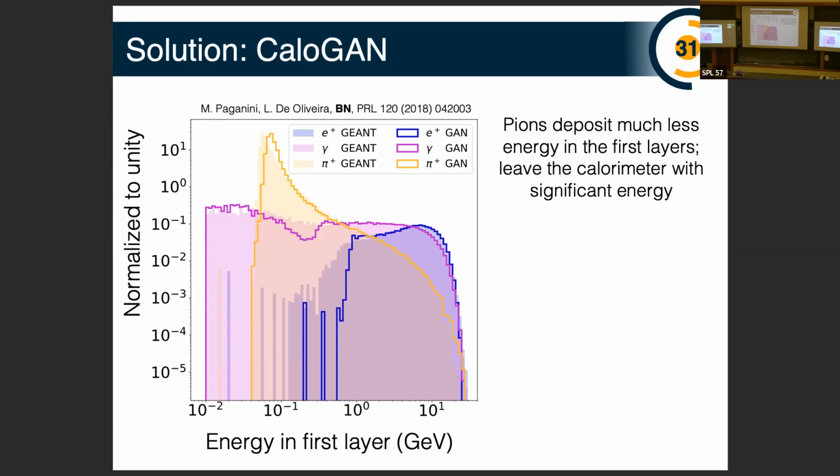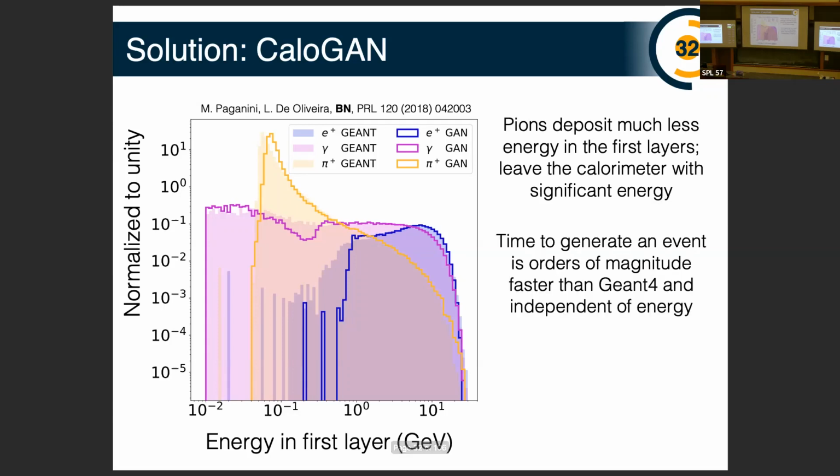And it has these crazy shapes because the pions basically go right through this detector, so they leave comparatively little energy, whereas the photons and electrons are almost stopped by this detector and leave much more energy. Okay, so the time to generate an event is orders of magnitude faster for the GAN than for Geant and doesn't scale with energy.